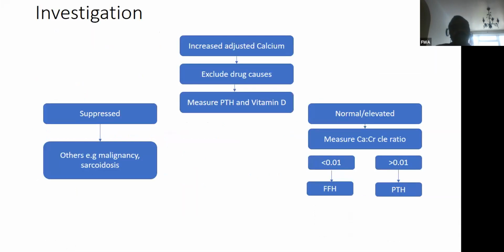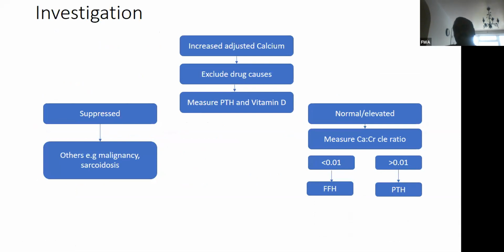If a patient is noted to have high calcium, first of all, it's important to take a history and make sure they are not on medication which is causing hypercalcemia. If that's not the reason, then measure PTH and vitamin D. Vitamin D will not help in the initial diagnosis, but it's always helpful to know if the vitamin D is low for future management. But PTH will clinch the diagnosis. If the PTH is suppressed, then there are other reasons for hypercalcemia like malignancies or sarcoidosis.